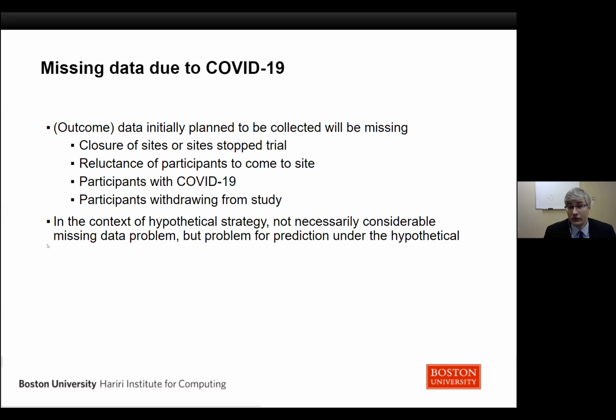So now I'll address the second part. We had how to handle intercurrent events, and that's done by altering the definition of the estimand. How to handle missing outcome data, it's done through a statistical method. So there are different reasons why outcome data initially planned to be collected will be missing. Particularly, these two here will be considered independent, and we can have events related to COVID-19.